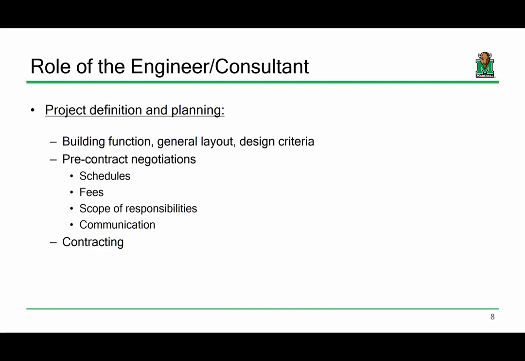But I digress. Let's talk about the project delivery process from that 30,000 foot view. So what's the role of the engineer and the consultant in a general structural engineering project? So usually the first step is just defining the project and planning it out. If you're a building design firm and you've been contracted, or there's a project up for bid, first thing, what are we doing? Okay, you need a building designed. Okay, what type of building? Is it an office building? Is it a skating rink?